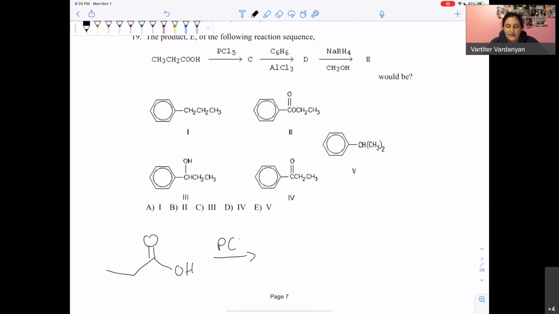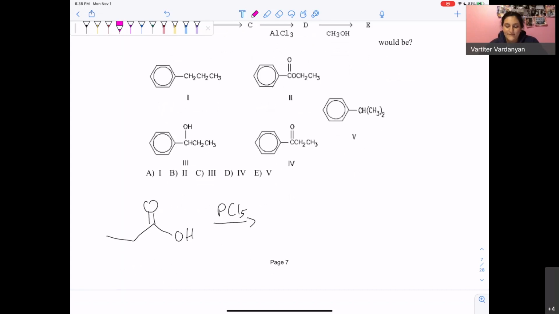Okay, and we're reacting this with PCl5. Anyone remember what PCl5 does? Hint, it's from chapter 11 or 12. PBr3 replaces the alcohol but keeps the stereochemistry. Yes, so we don't have to worry about the stereochemistry now because it's double bonded, but absolutely right. So we're going to go from OH to Cl.